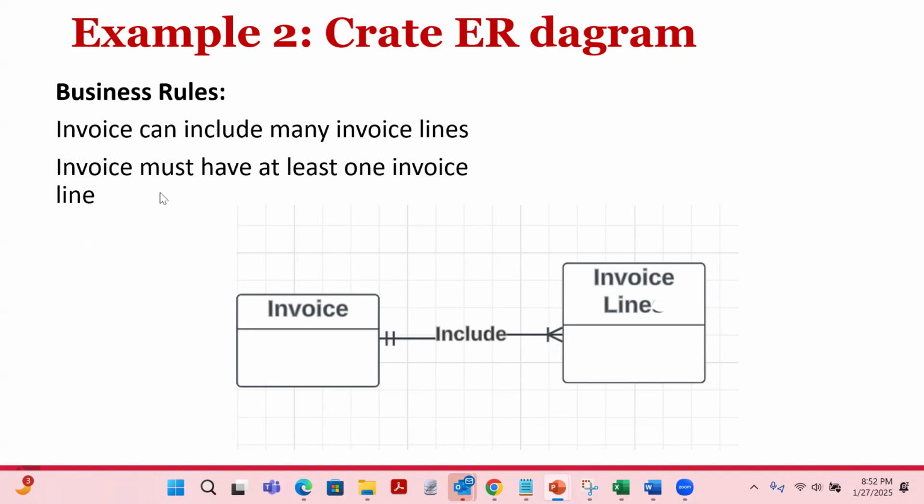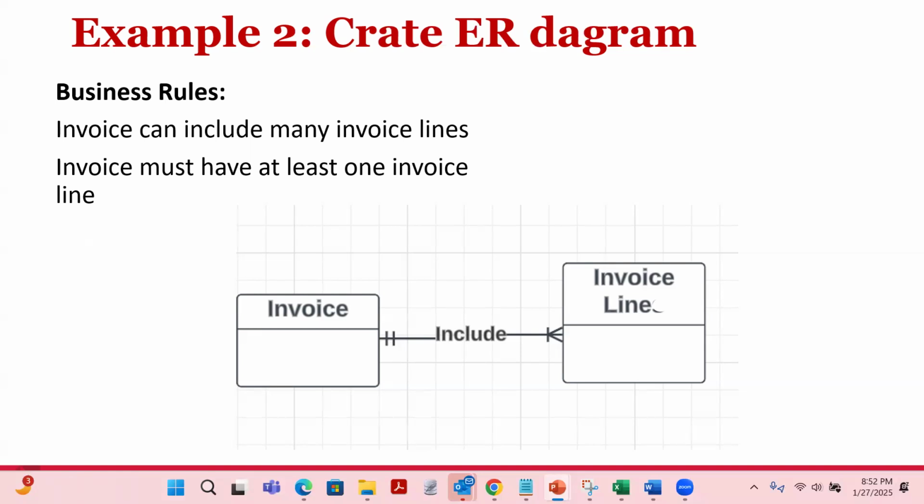But the second business rule states that an invoice must have at least one invoice line. So it is mandatory to have at least one invoice line. So the relationship is mandatory here. Again, we don't have a single business rule that states anything about an invoice line belonging to the invoice, but that is kind of self-explaining. So it's mandatory to have an invoice. An invoice line cannot exist without an invoice. It must belong to something.